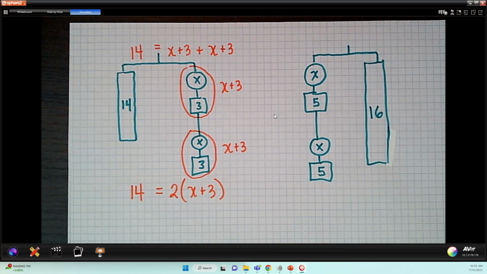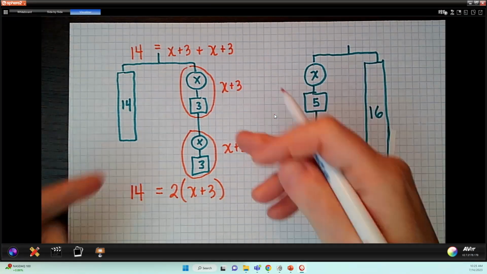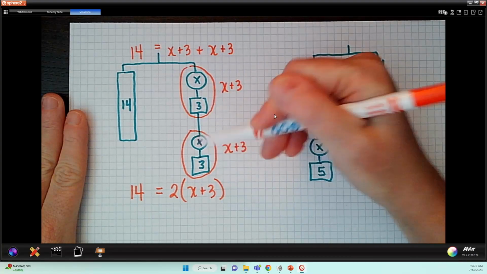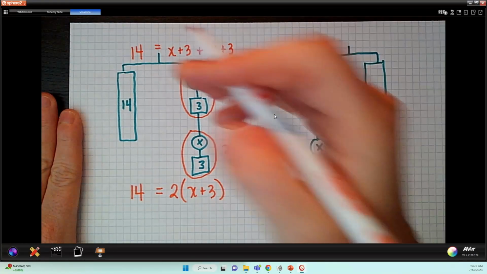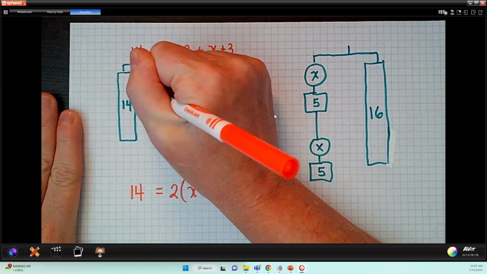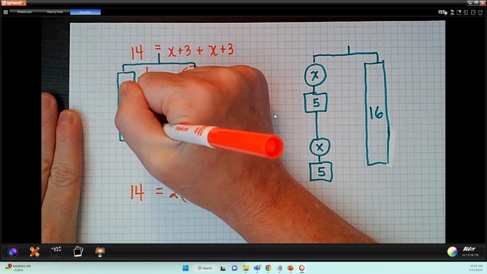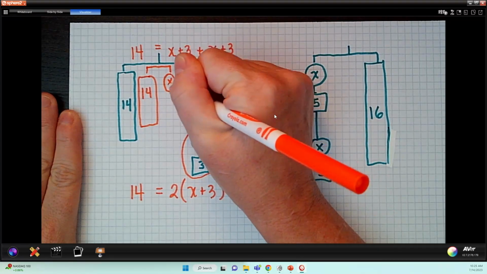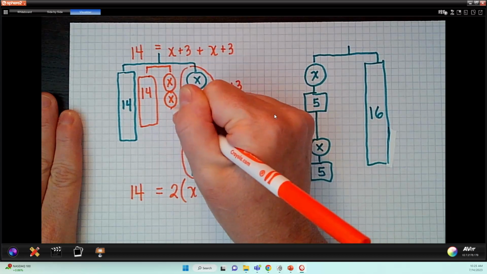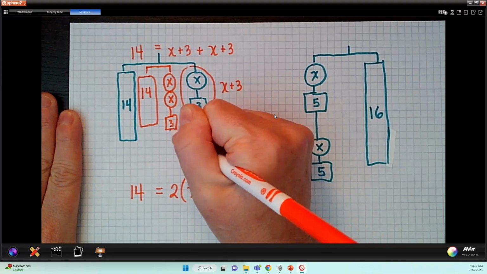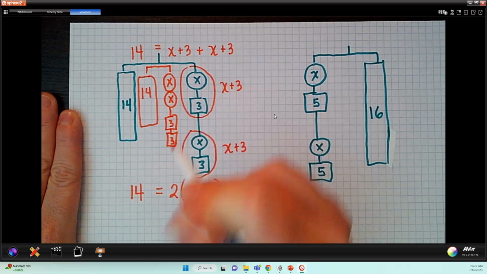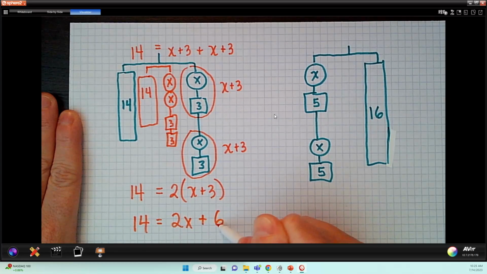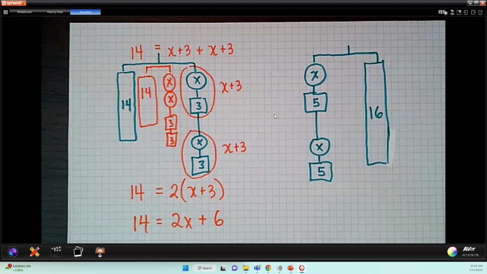Now, some students may like to redraw and group my x's with my x's and my 3's with my 3's. Very similar to what we did with tape diagrams. So some students may even come inside here and re-sketch it, and sometimes I'll even tell them use a different color so they can kind of see. I can sort and put my x's with my x's and my 3's with my 3's. And then they could write that equation, which is 2x's plus 6.